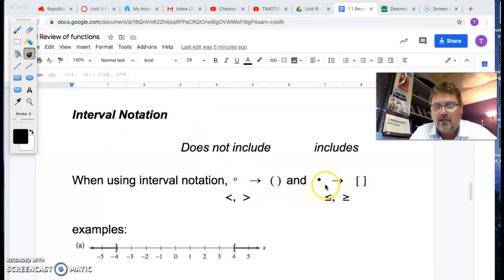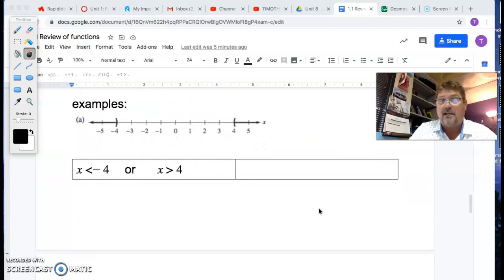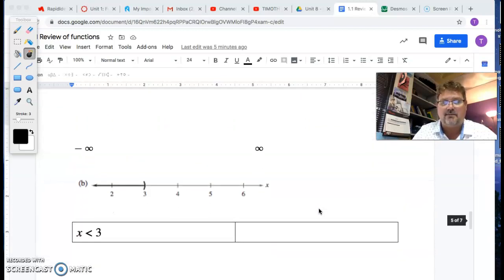Now, over here, the closed circle, which was previously a solid circle, has gone to a bracket. And remember, these symbols correspond to that idea. It includes the number. And I even put the language up here. Does not include, includes. Very simple so far. So those are the rules. Now let's get down here and start talking about how we would actually use this notation. I'm going to come back to that one. Like I said, it's not the best example in the world.